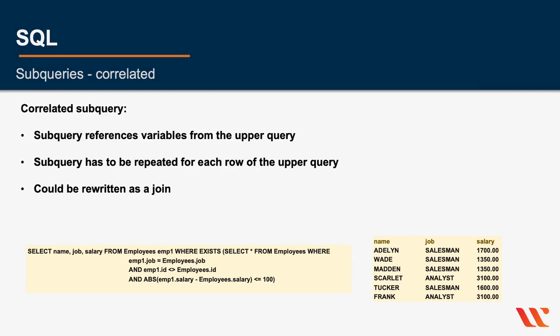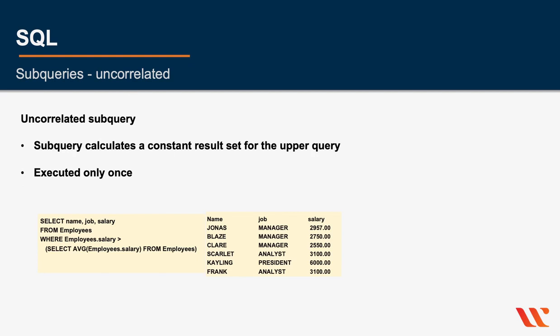Now a correlated query is one where the subquery references variables from the upper query. The subquery has to be repeated for each row of the upper query, and it could be rewritten as a join. In the case of an uncorrelated subquery, this calculates a constant result set for the upper query, and it can only be executed once.